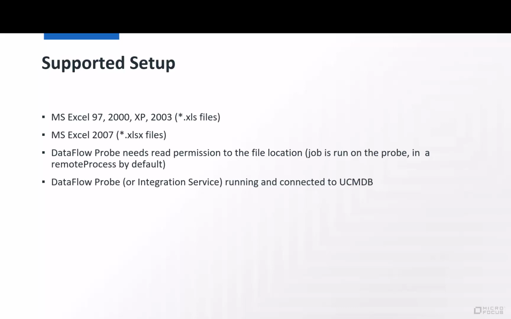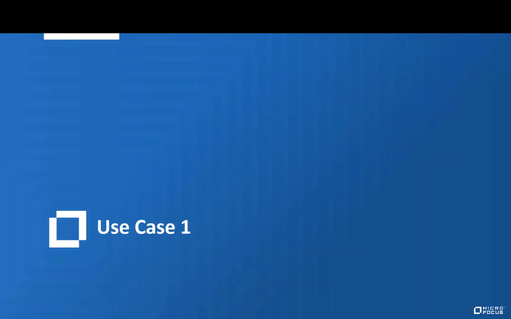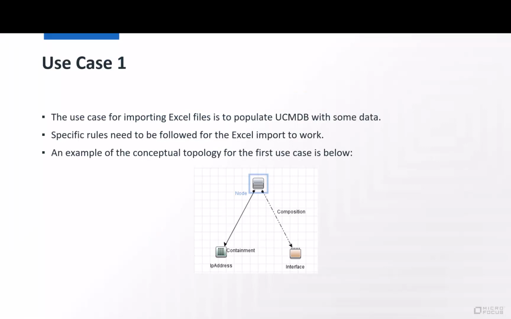In addition, the data flow probe needs to have read permission to wherever the file is on the data flow probe. Also, the data flow probe needs to be running and connected to UCMDB. So let's look at a simple use case. We'll call it use case 1.